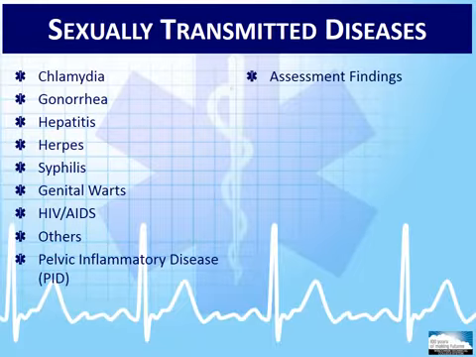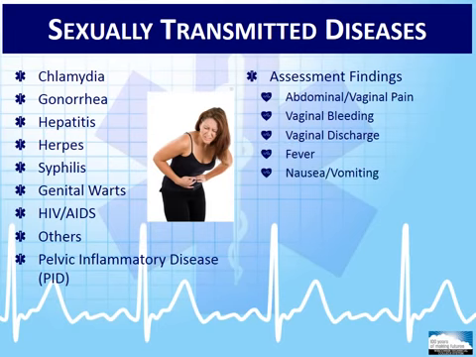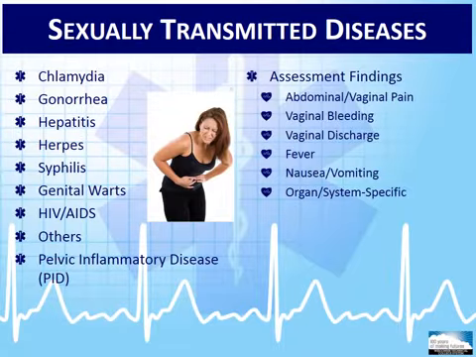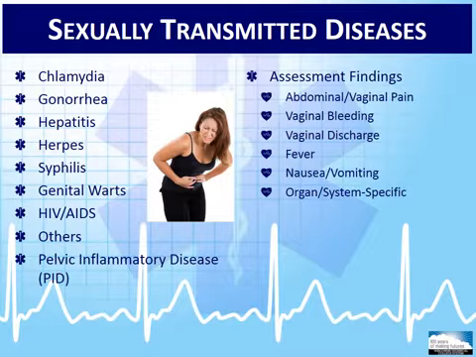A female patient suffering from the effects of a sexually transmitted disease will commonly complain of abdominal or vaginal pain. There may also be vaginal bleeding or discharge, along with a fever, nausea, and/or vomiting. Some sexually transmitted diseases target specific organs or body systems. A person with untreated syphilis, for instance, will suffer damage to the brain, nerves, eyes, heart, blood vessels, liver, bones, and joints. Hepatitis, by comparison, impacts the liver specifically. Depending on how far the disease has progressed, the patient may present with signs and symptoms related to the dysfunction of impacted organs and body systems.